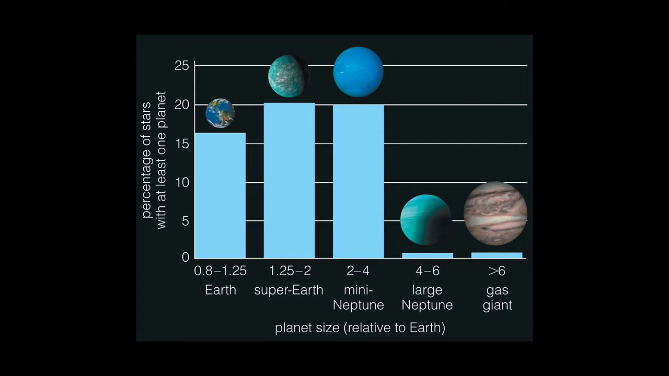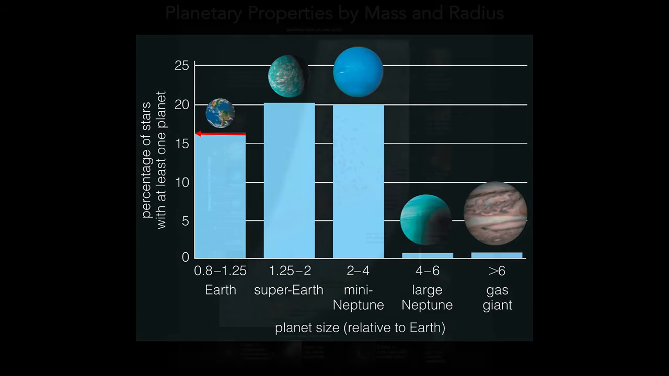Perhaps most remarkably, we can now say with confidence not only that planets are common, but also that planets similar in size to Earth are common. This graph shows current estimates of the percentages of stars that have at least one planet of various sizes. For example, this bar shows that about 17% of stars have at least one planet similar in size to Earth. In fact, these percentages are almost certainly underestimates that will rise as more and better data become available.